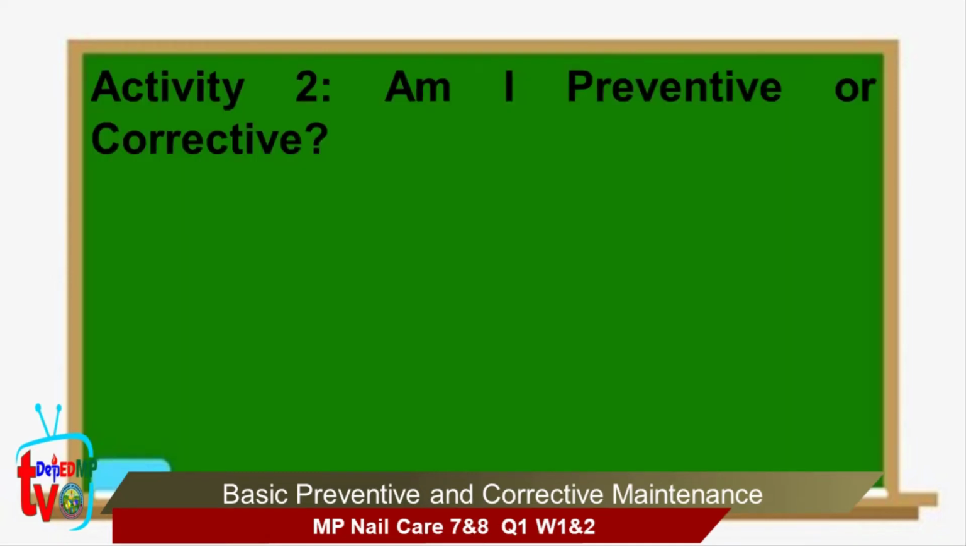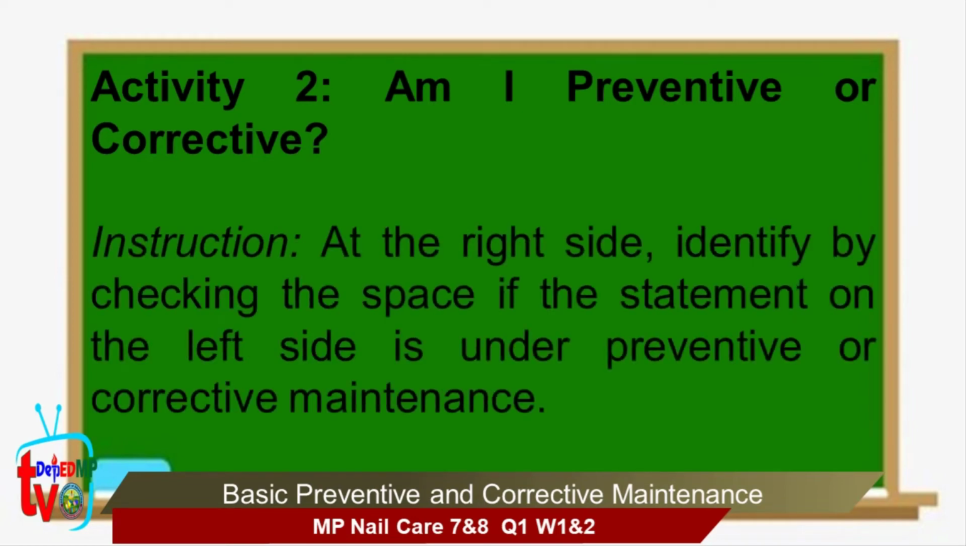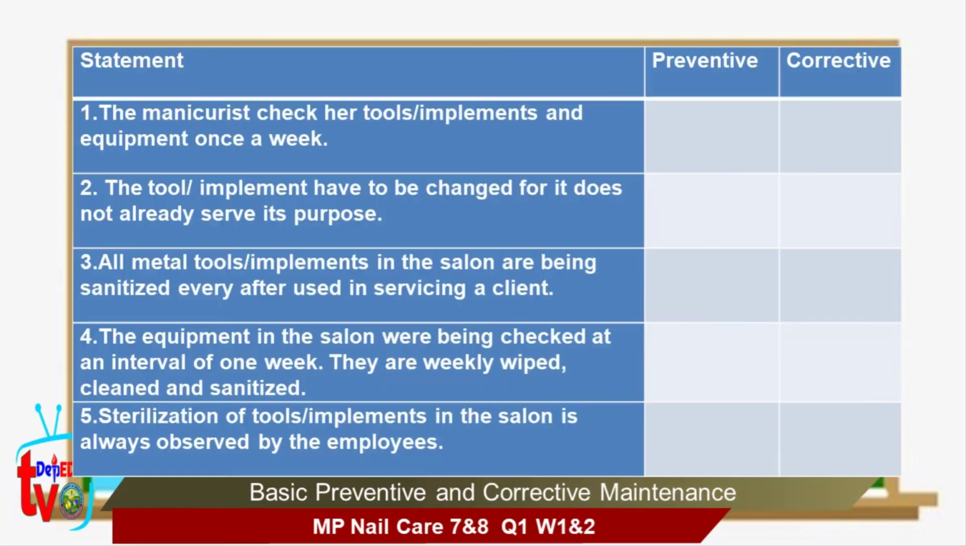Activity 2. Am I preventive or corrective? Instruction: at the right side, identify by checking the space if the statement on the left side is under preventive or corrective maintenance. We have the statement on the side, and we have preventive and corrective.